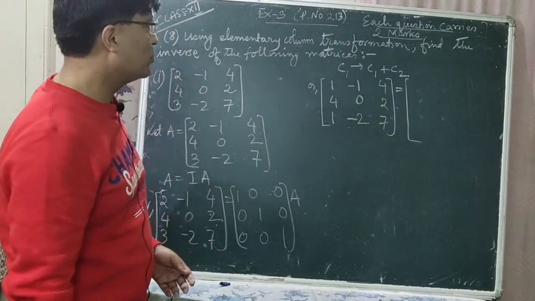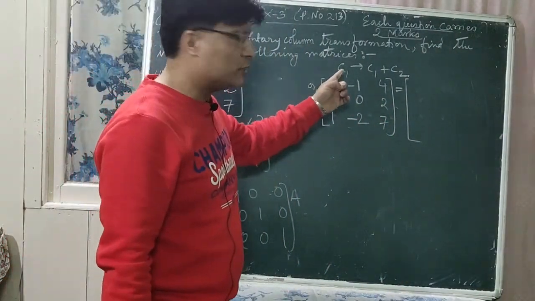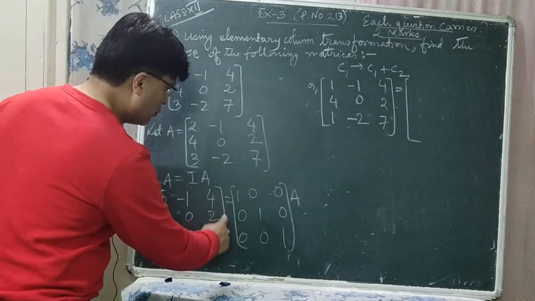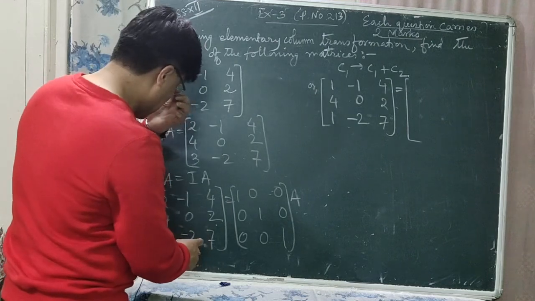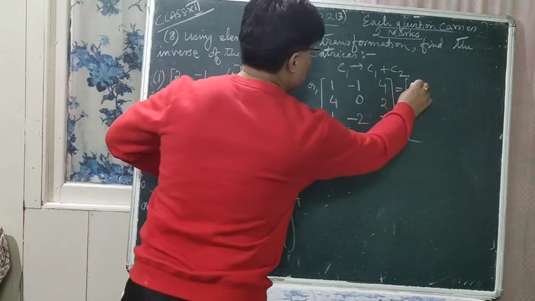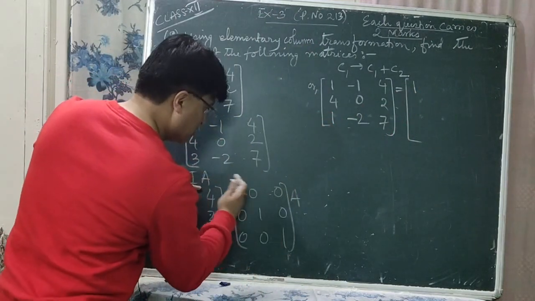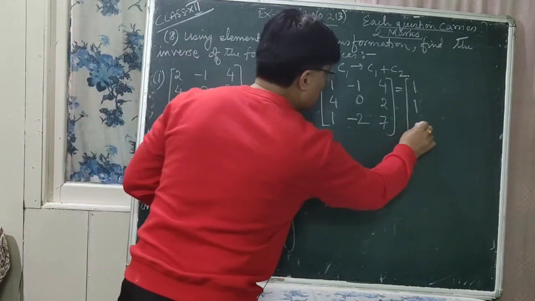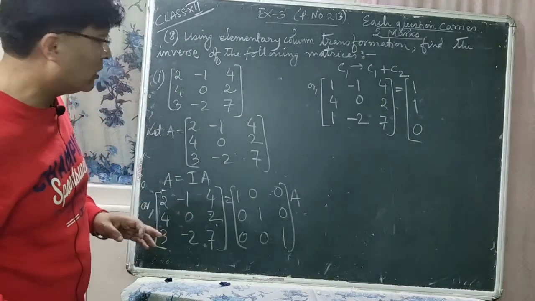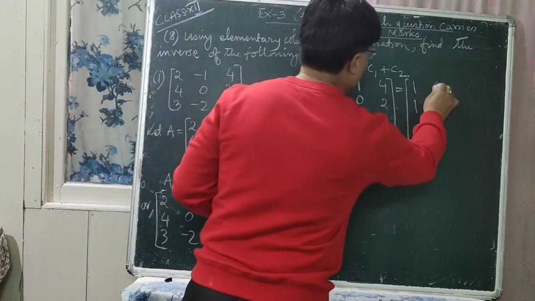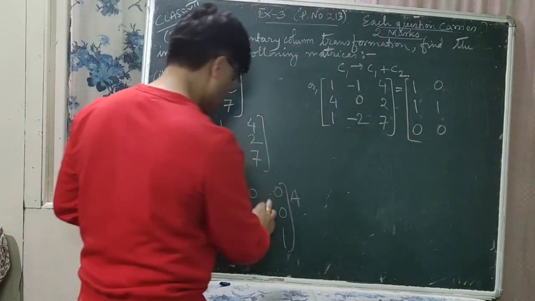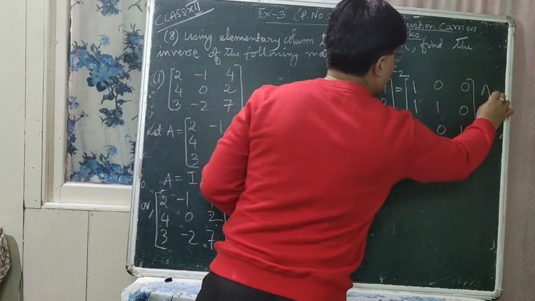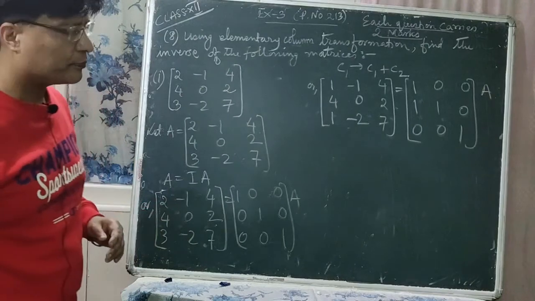So now in this case we are using this property, C1 arrow C1 plus C2. So here also column 1 is changing. How does it change? 1 plus 0 is 1. C1 plus C2. 0 plus 1 is 1. 0 plus 0 is 0. And column 2 and column 3 remain same. That is 0 1 0, then 0 0 1. They remain same, right?